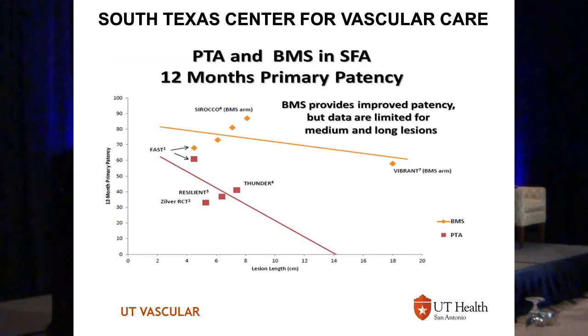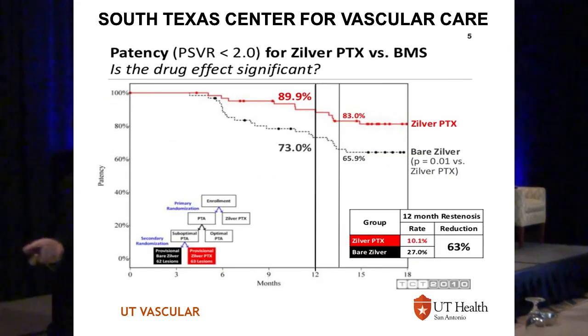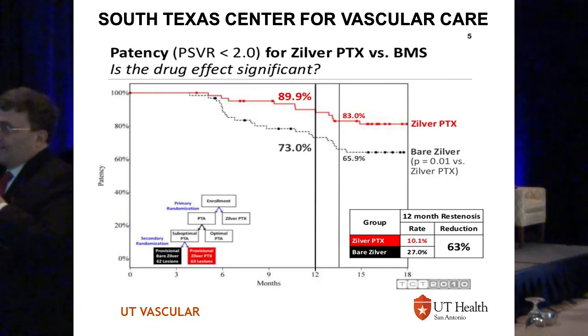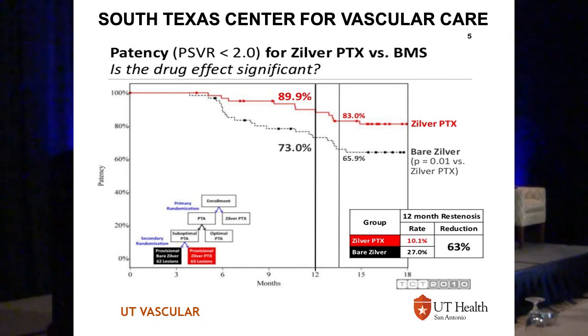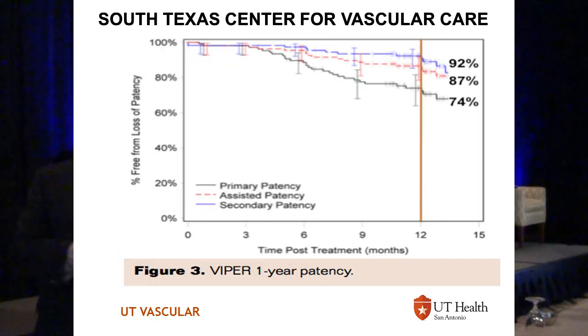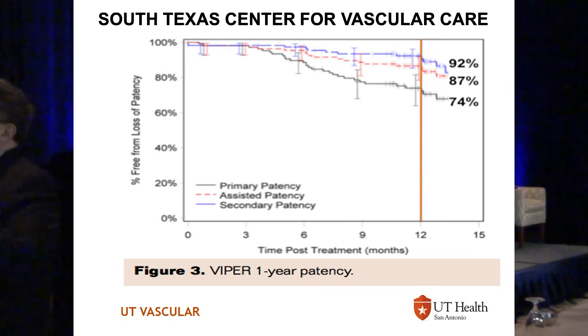Everybody's talked about techniques. So it does appear that in many people's hands, PTA and bare metal stents do markedly diverge with time, and that bare metal stents appear to have a slight superiority for larger lesions. It is true that the Silver PTX, as an example of a drug-eluting stent, appears to have superior performance to the bare stent. It is also true, from Claudio's talk yesterday, that covered stents also appear to have a marked superior patency in controlled trials.